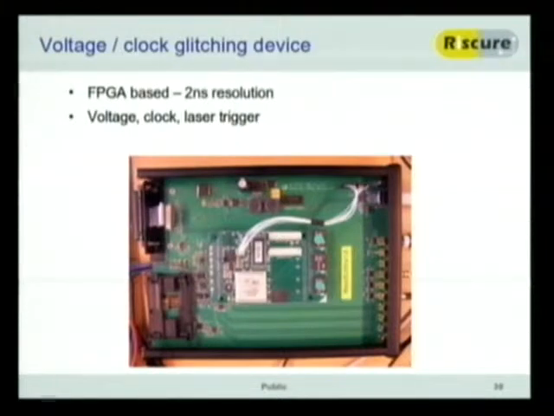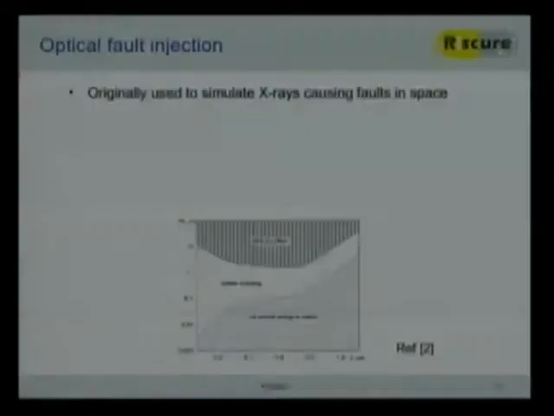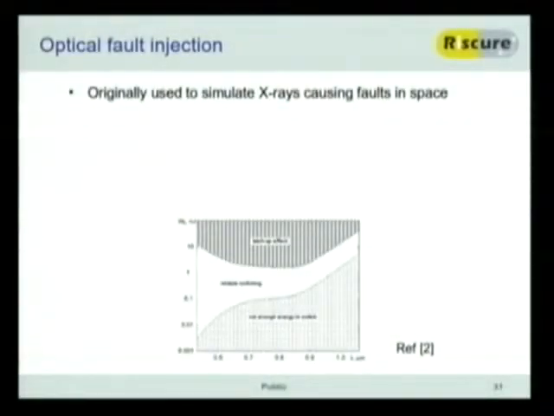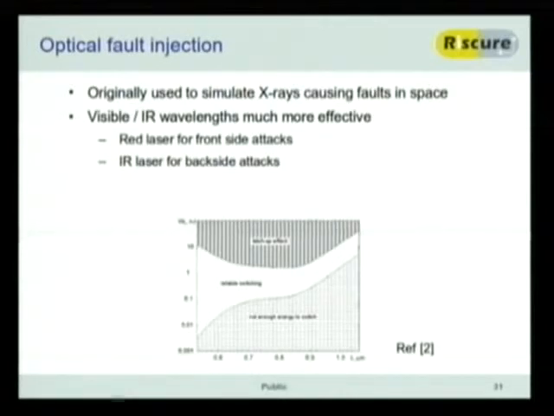But we also use this same thing for triggering our laser setup, which is very cool. Optical fault injection was actually originally used to simulate X-rays in space. X-rays are quite high energy radiation that triggers all kinds of faults in your chips. And some guys figured out that visible or near infrared wavelengths are actually much more effective in glitching chips.